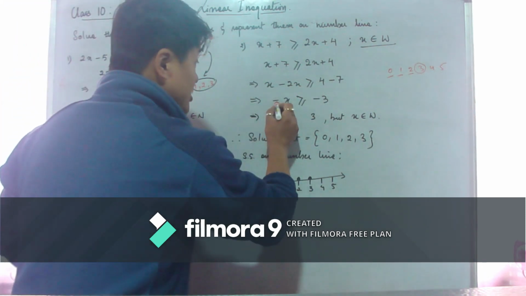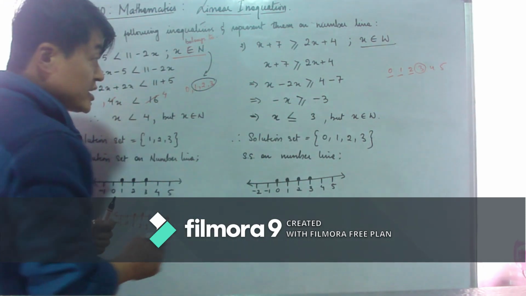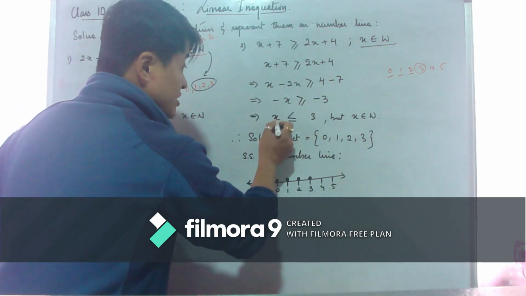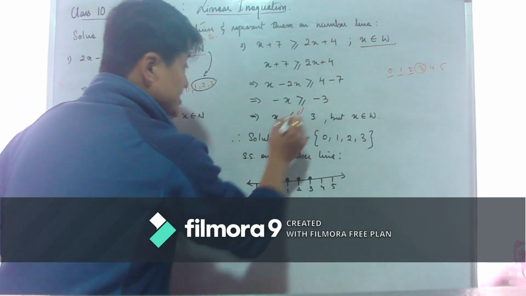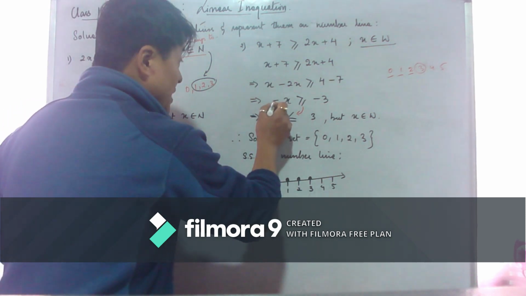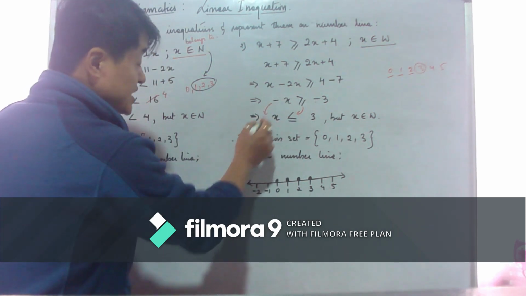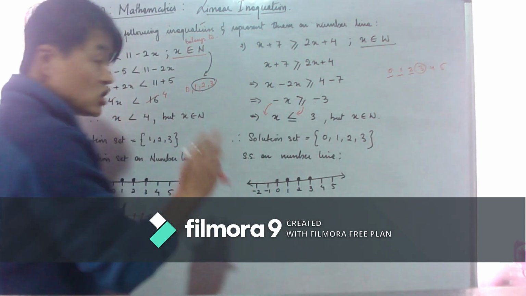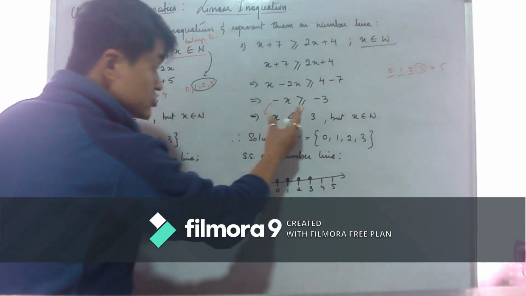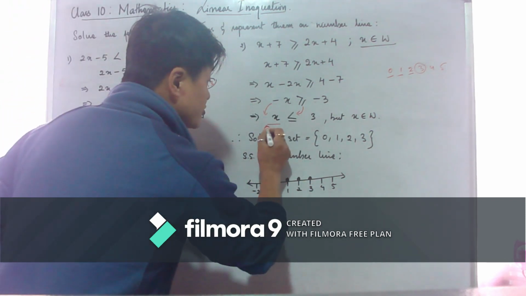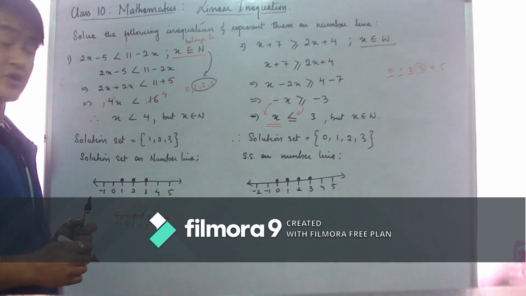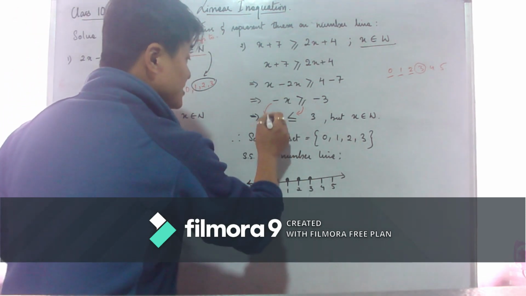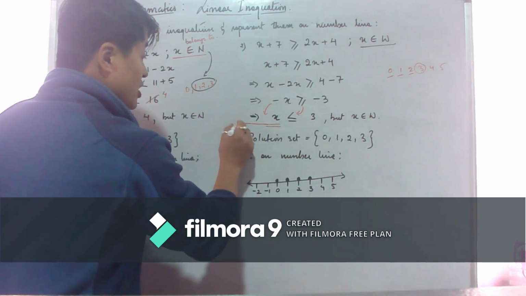See here, here is minus, here is minus. When we take out this minus, at that time this sign will change. When the minus sign becomes positive, this inequality sign is also reversed. And always we have to make x positive. The variable, whatever variable is given here, has to be positive, always.